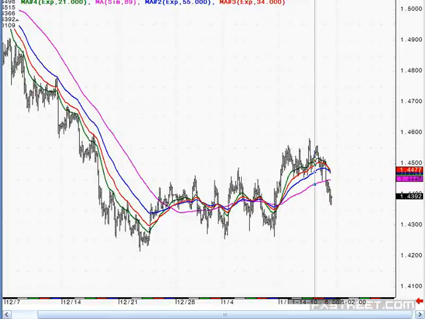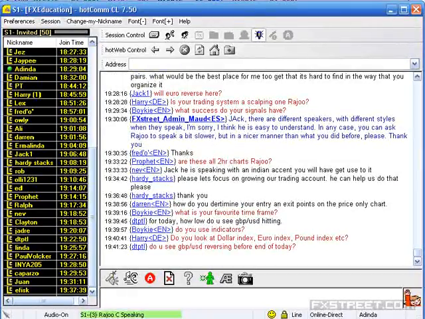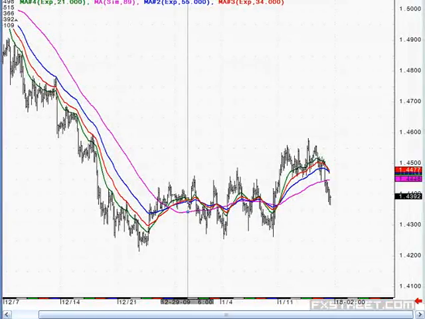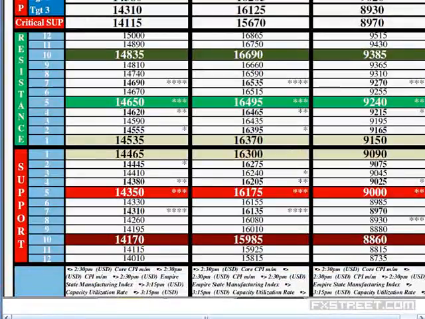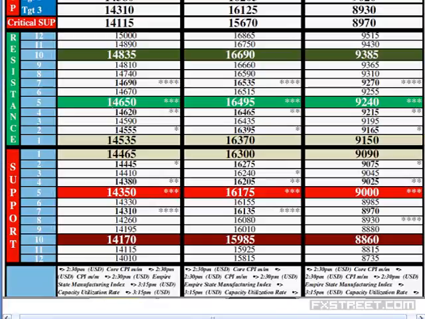The next question is, how do you determine your entry and exit points on the price chart? See, I told you that early on. I showed you that. I'll get back to that screen. Basically, you use the screen.